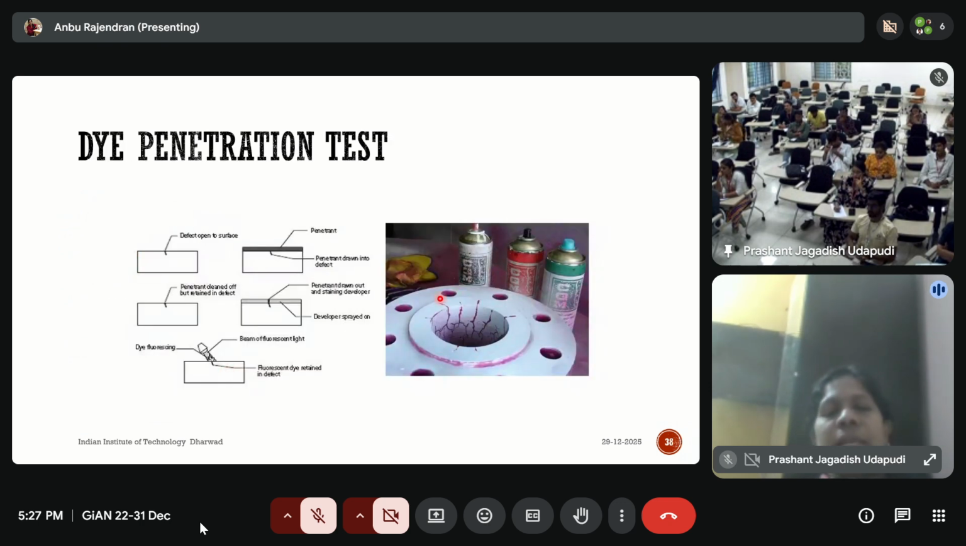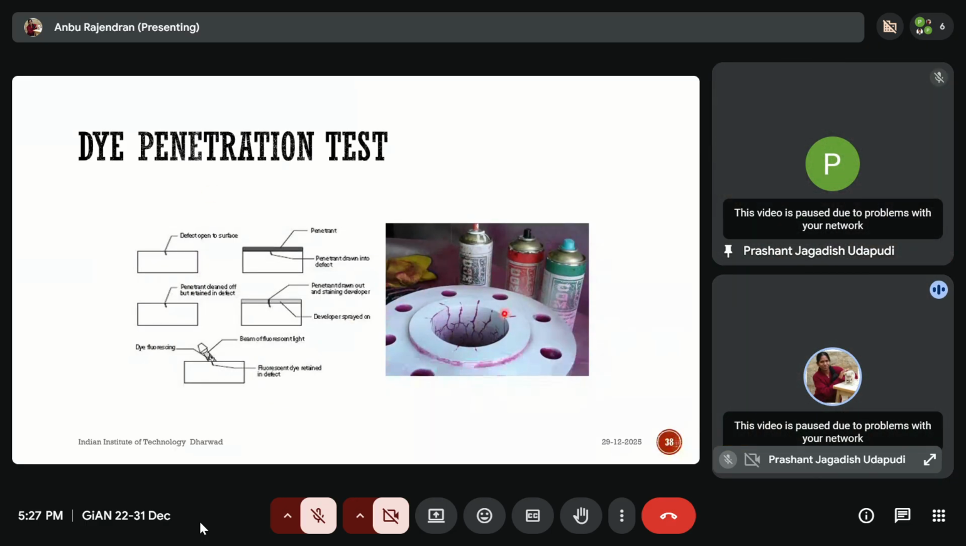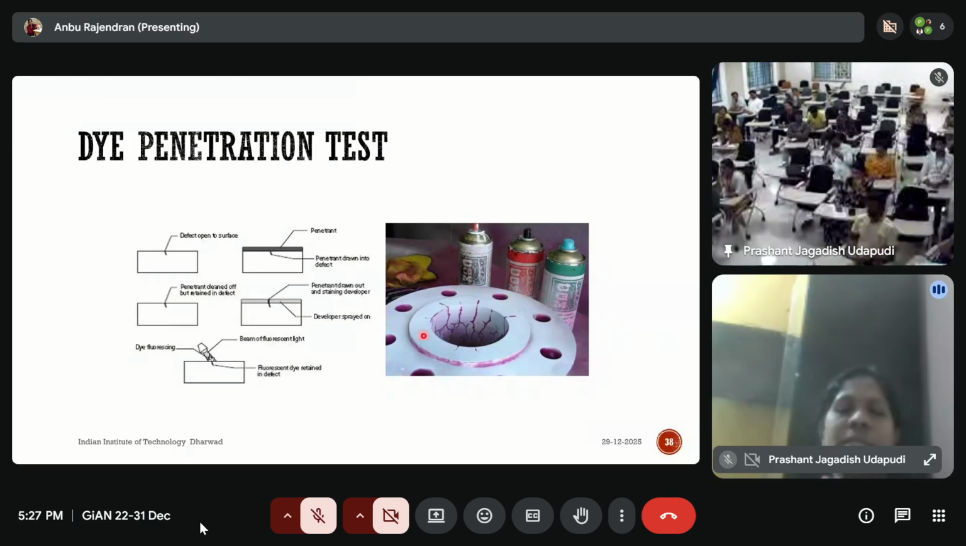So this is a typical standard procedure of dye penetration test. What you have to do is take a component and apply a dye over it, then clean it. There is a developer you have to apply over it. So if there is a defect, the dye will penetrate through the defect.